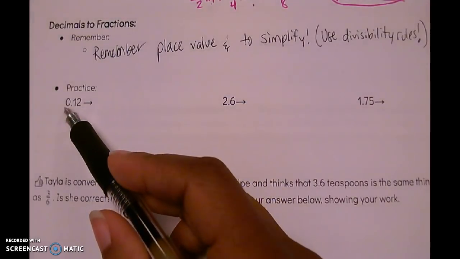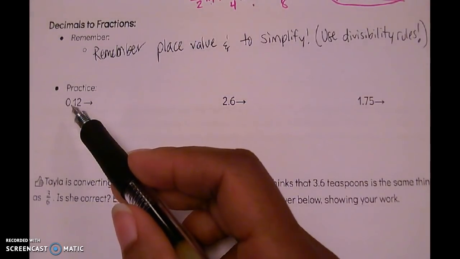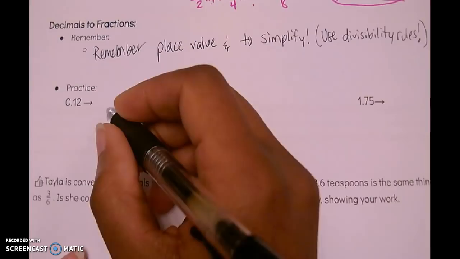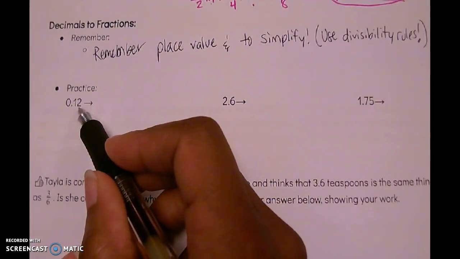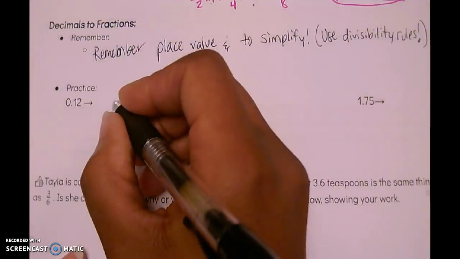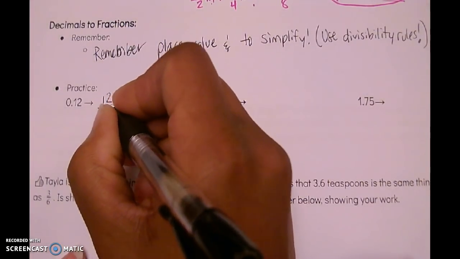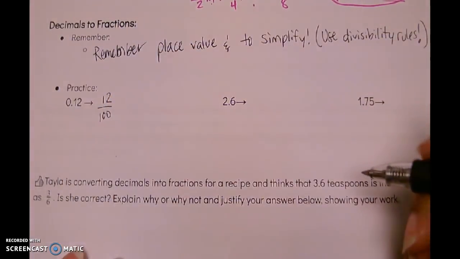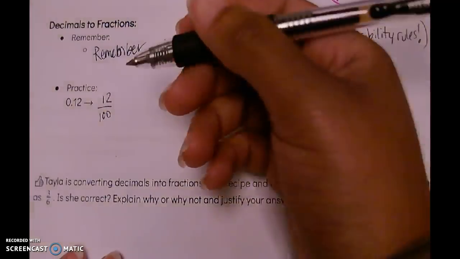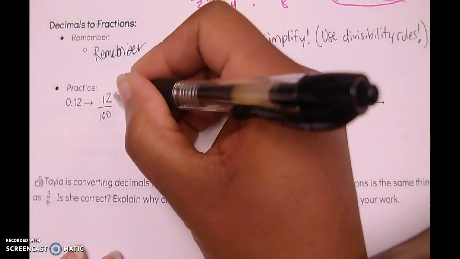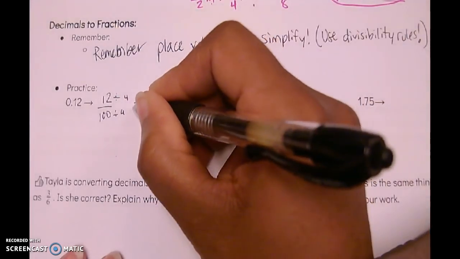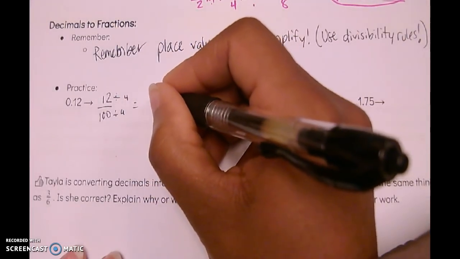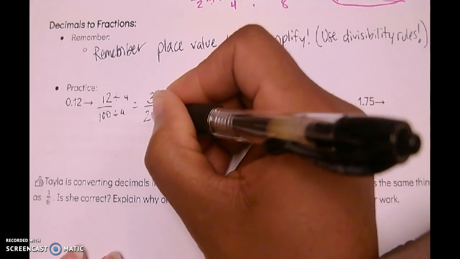If I want to turn 0.12 into a fraction, the first thing that I must remember is that this 12 falls in the hundredths place. That means that this is the same as 12 over 100. Now this is not my final answer. I need to go ahead and simplify, and both of these numbers are divisible by 4. So when I simplify, my final answer is 3 over 25.